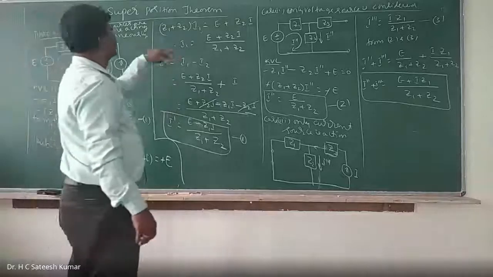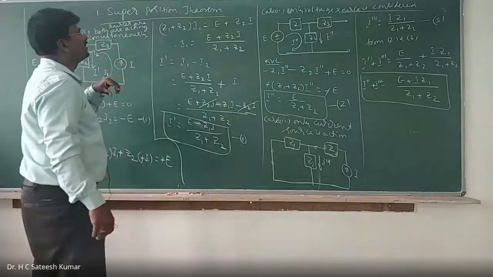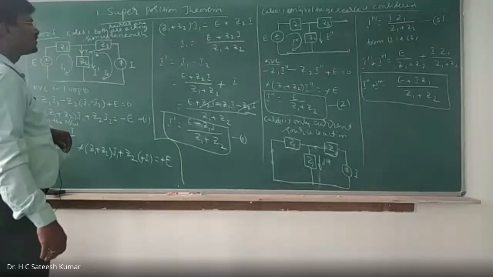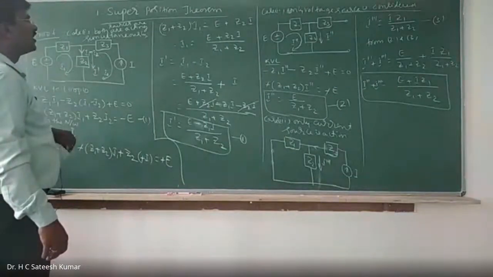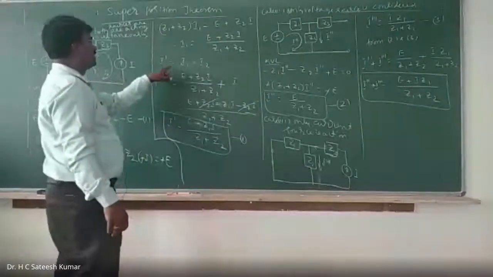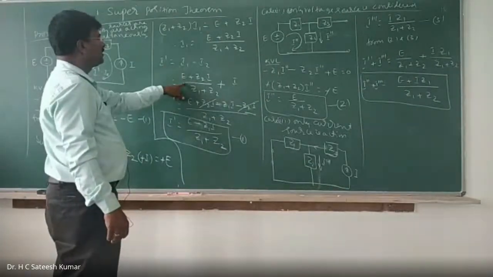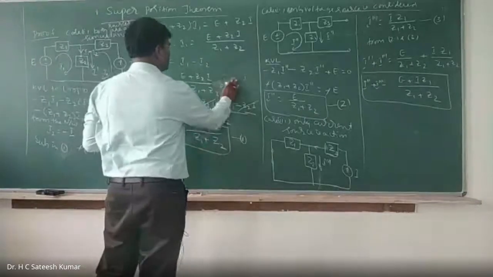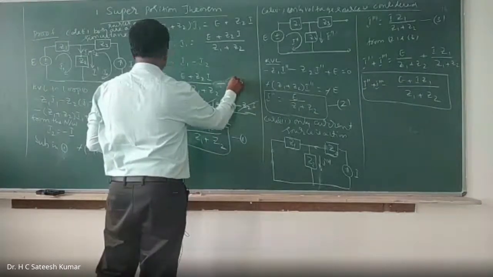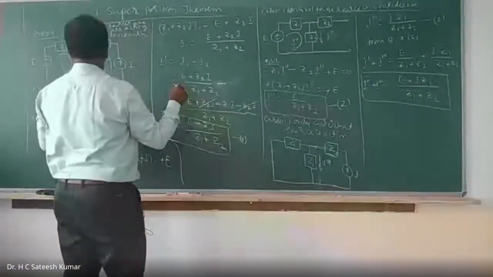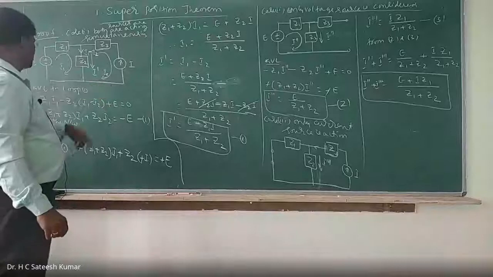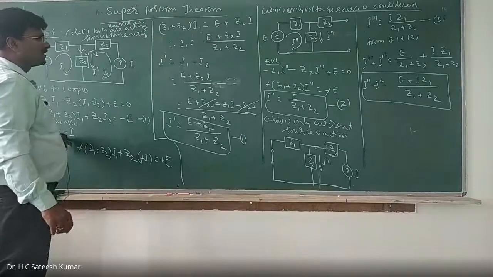Okay, right. I1 is equal to what? E minus Z2 into I. I1 is equal to E plus Z2 I divided by Z1 plus Z2. Okay, right? I dash is equal to I1 minus I2. I1 minus I2, no? Minus I2. I2 is what? Minus plus I, you will get it.